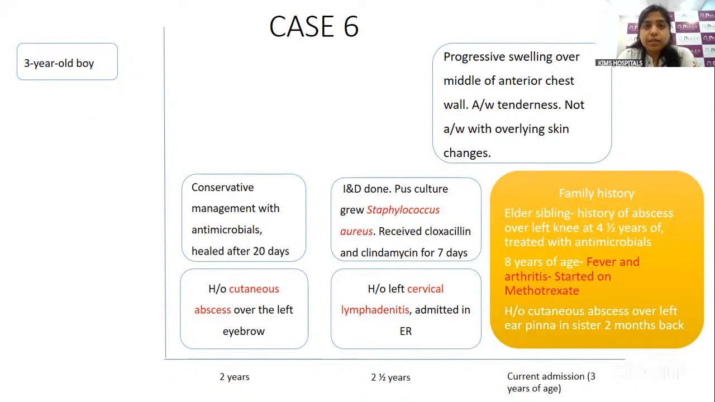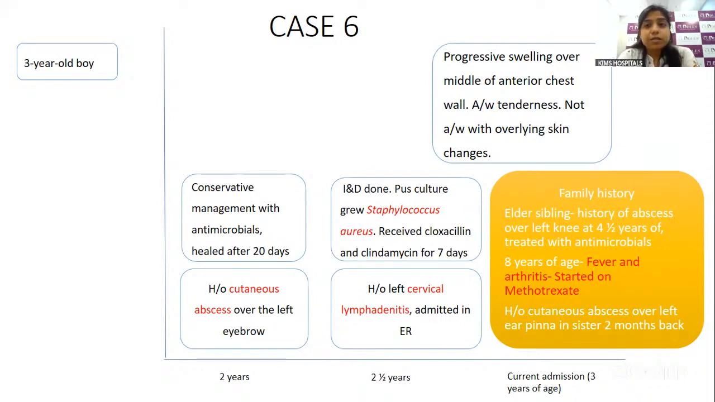So the next case is a 3-year-old boy. He had a cutaneous abscess over the left eyebrow in the first 2 years of life, and he was conservatively managed with antimicrobials. Later, at 2.5 years of age, he had a cervical lymphadenitis, for which incision and drainage was done, and the pus culture grew Staph aureus, and he was managed with cloxacillin and clindamycin.